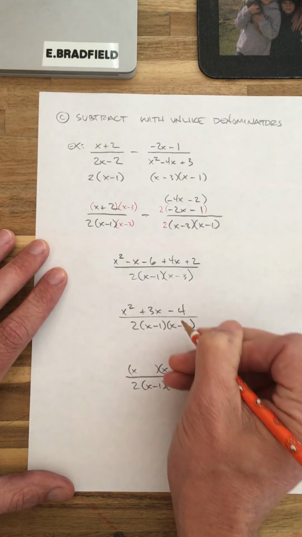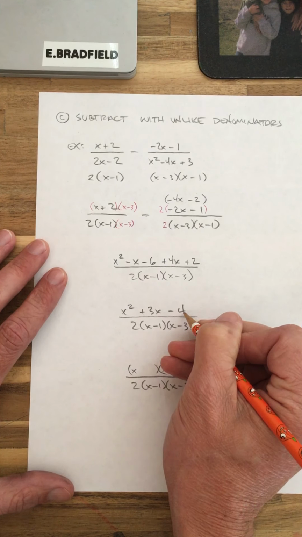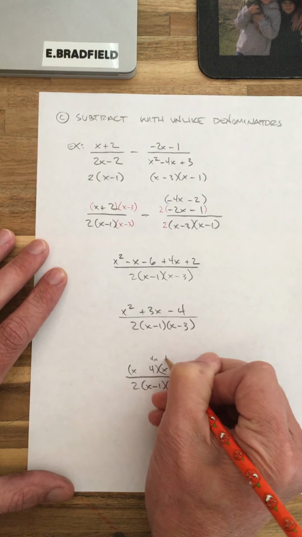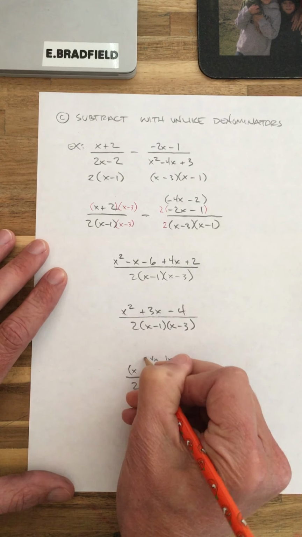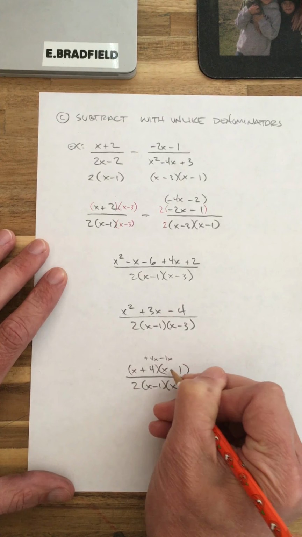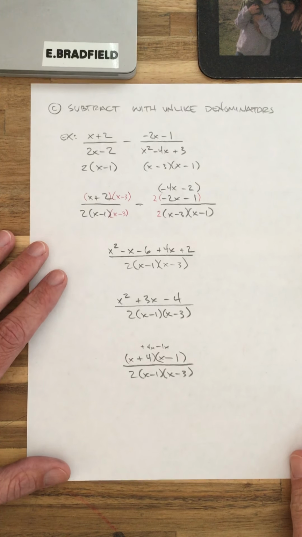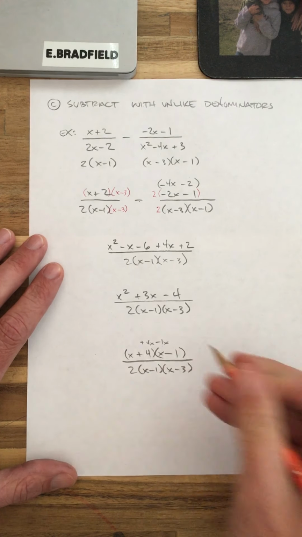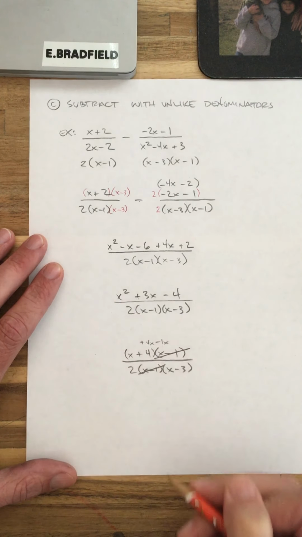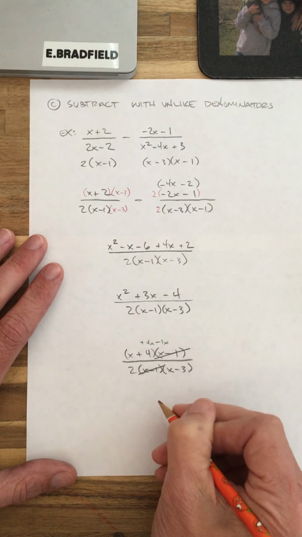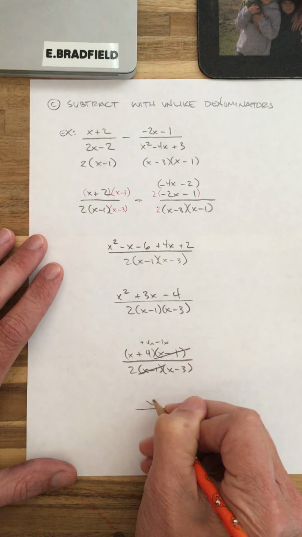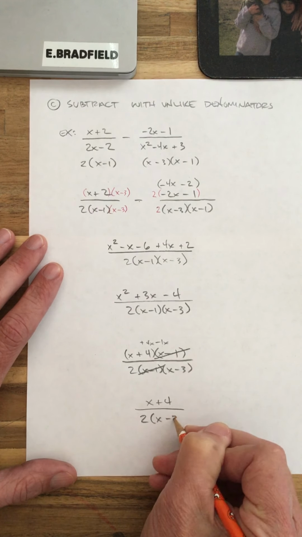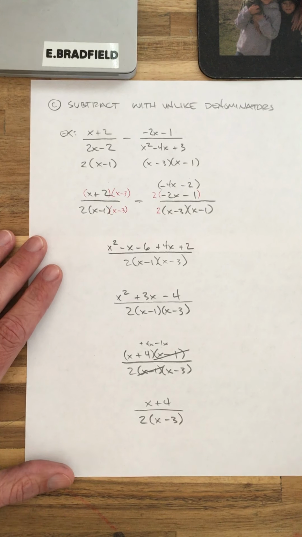x times x. We have a 4 times a 1. We get a 4x. We get a 1x. I'm trying to get 3x's, so plus 4 minus 1. Take a look. This guy and this guy, they match, so I can cancel those out. Bye-bye. And so my final answer is x plus 4 in the numerator, and in the denominator, 2 times x minus 3. Okay, and that's that.